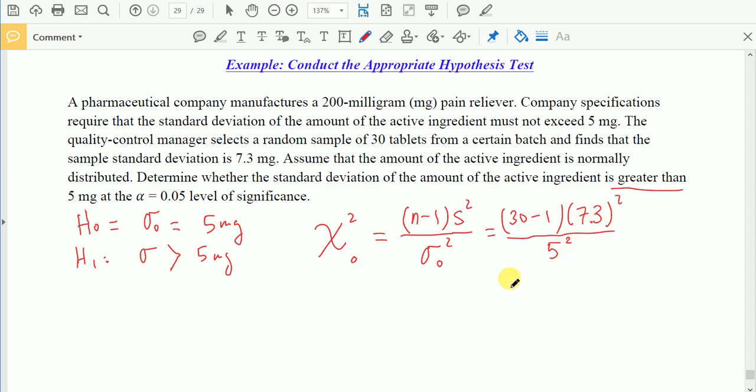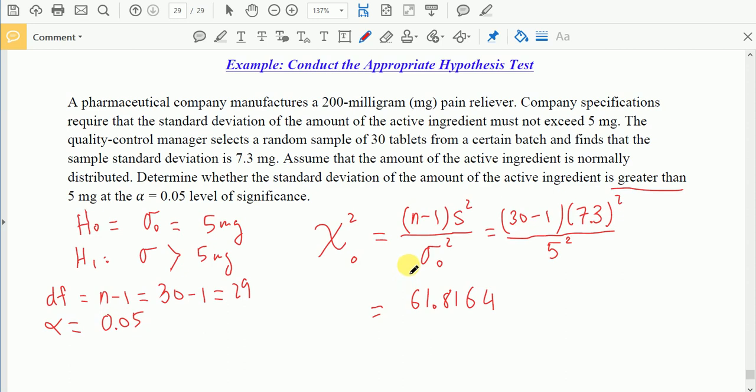So let's do the calculation and see what we get here. So we have 30 minus 1, 29. 29 multiplied by 7.3 squared and all the way divided by 25, and that gives me 61.8164. Don't forget that the degree of freedom is n minus 1. In this case, 30 minus 1, 29, and alpha in this case 0.05, right here, the level of significance.